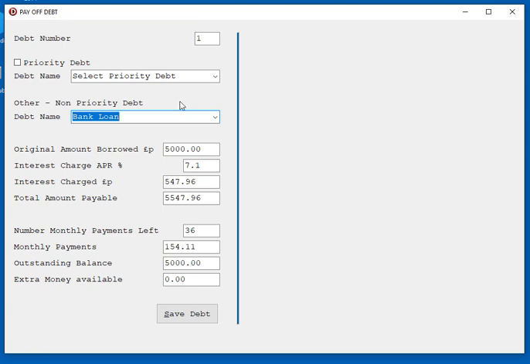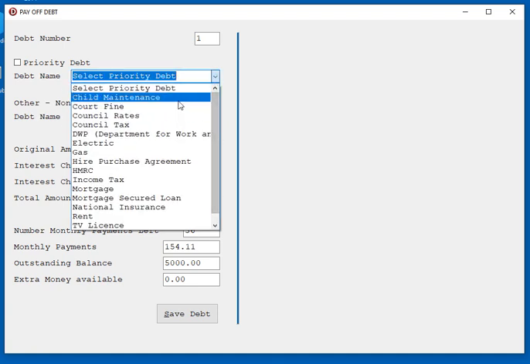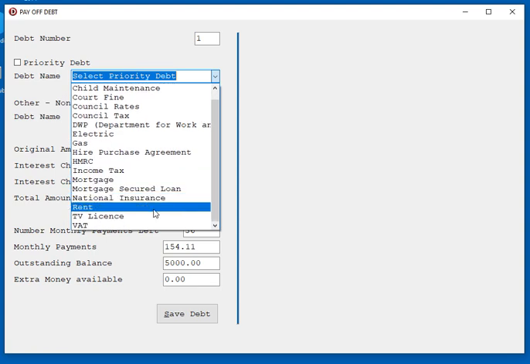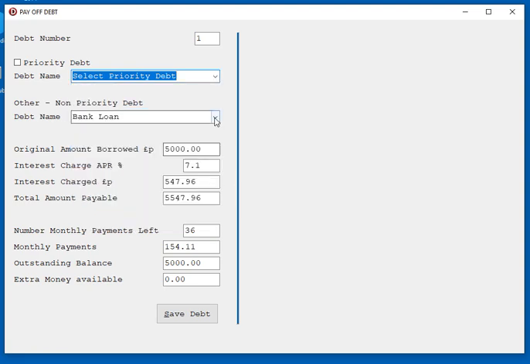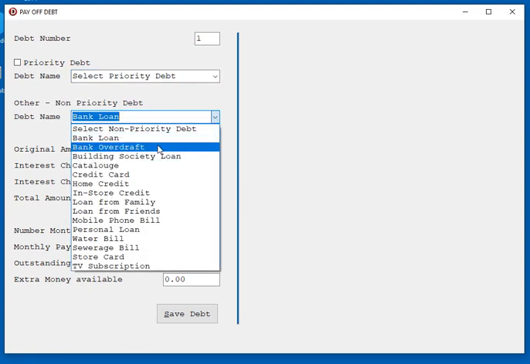So I want some comments, please, because there are suggestions that you pay off a priority debt first. And a priority debt is such things as child maintenance, court fines, council tax, electric, gas, HMRC, mortgage, rent, believe it or not, TV license, VAT. Whereas a non-priority debt is stuff like bank loans, overdrafts, catalogues, credit cards, store cards, if you borrowed money from family or friends, your mobile phone, water bill, etc.